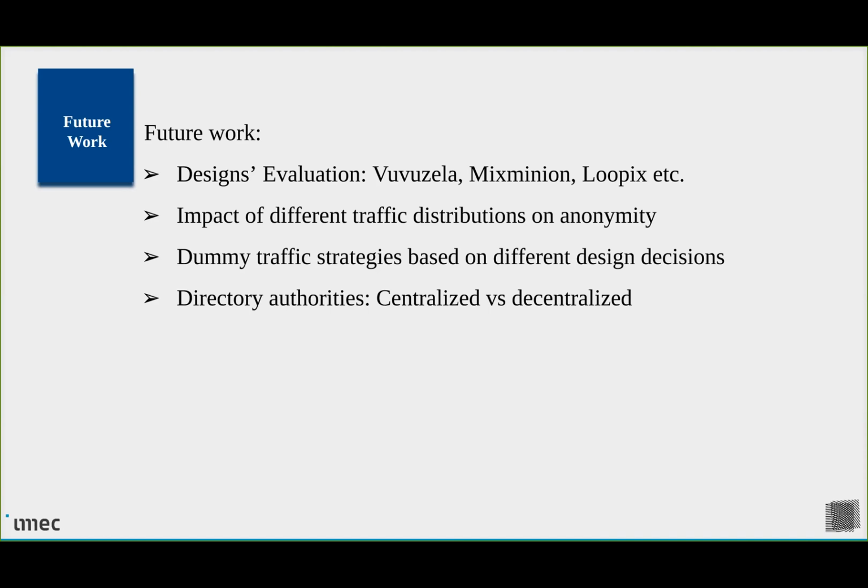Last but not least, what we think also very interesting is the directory authorities. Most of the papers about mixnets are assuming a centralized attack-resistant directory authority, but none of these papers have explored the possibility of having decentralized directory authorities. So maybe we can study that.